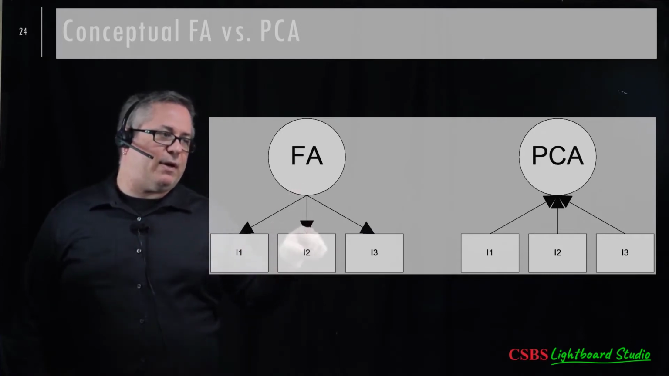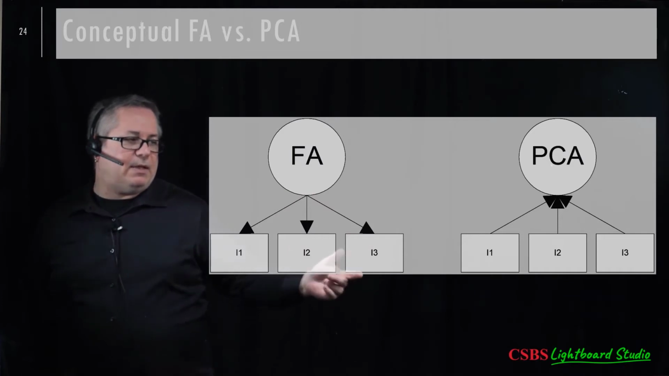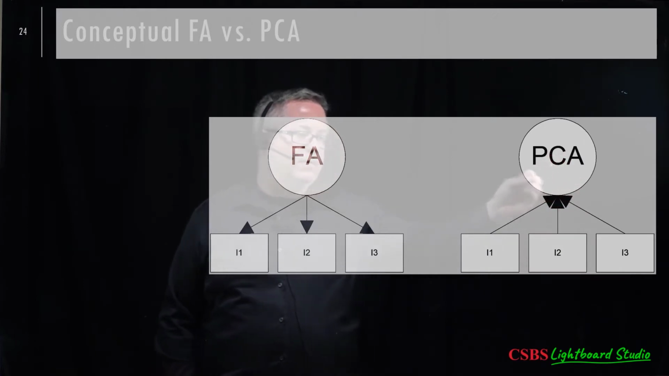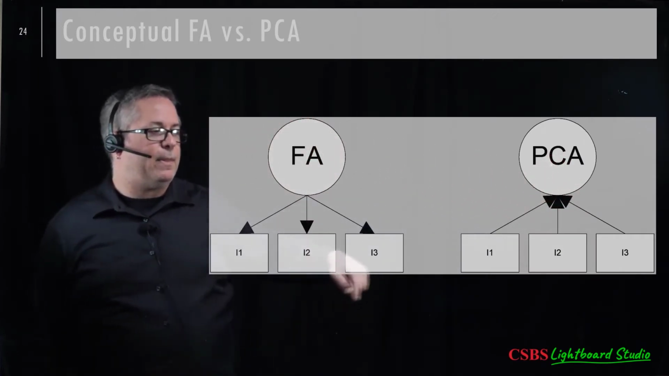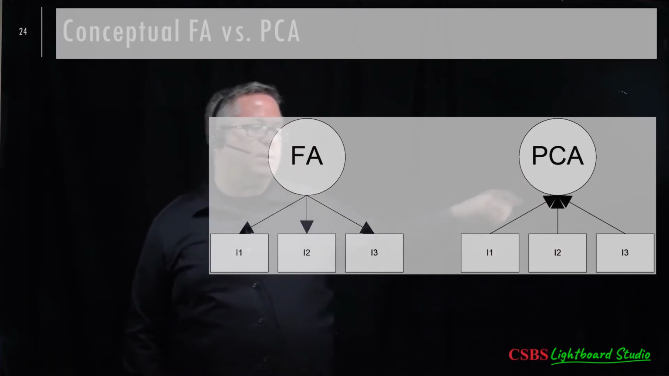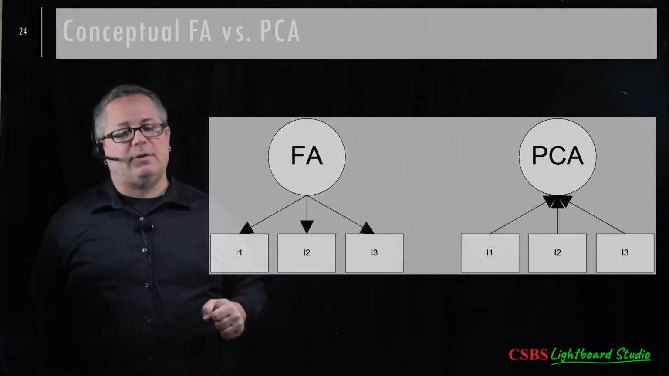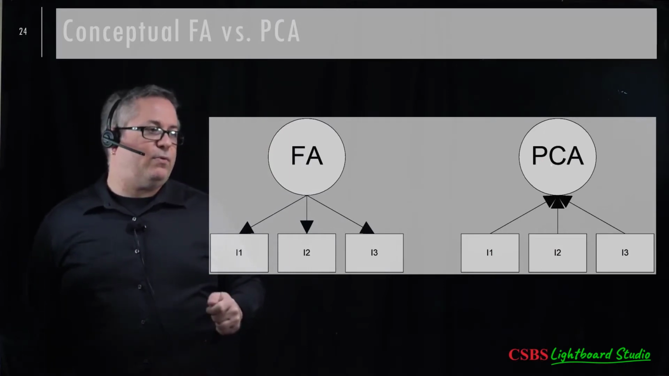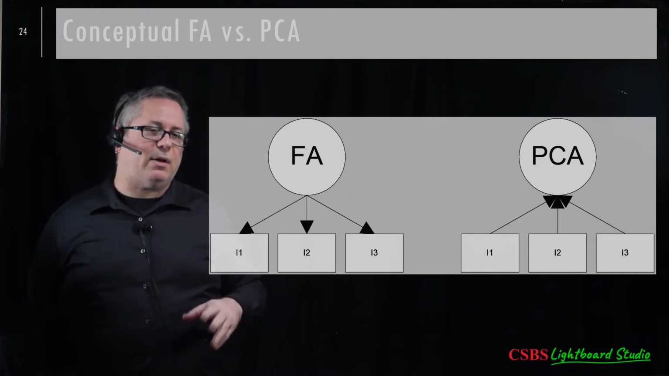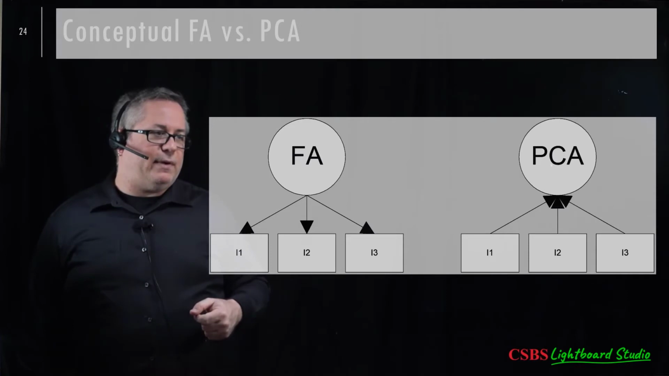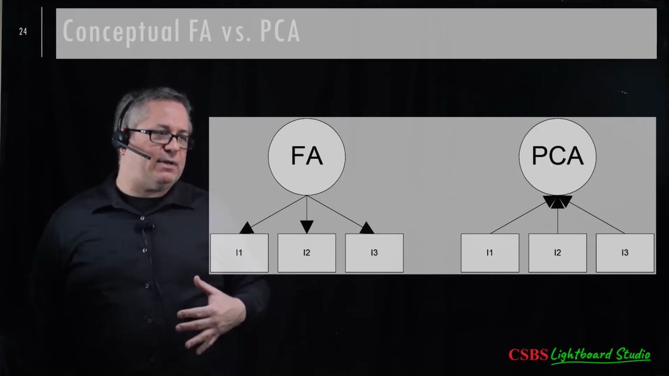So factors drive items. In PCA, the items are being identified as being related to each other and combined into a component. Factors drive items. Here, items are being combined into components without this theoretical belief that the items are being driven by the component. So you can see it's a little bit odd. I'm saying there's a mathematical difference, but there's also, I don't know, an idealistic difference.